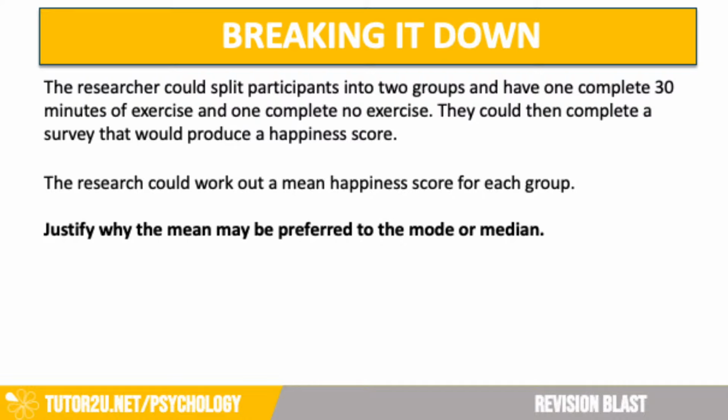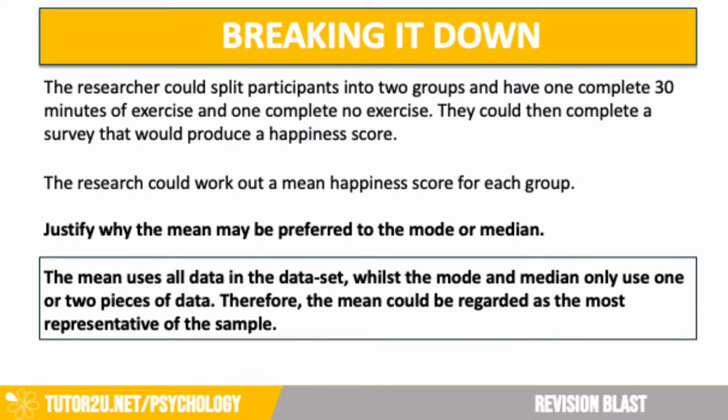Yeah, good. Mode, there might be two numbers, but why would the mean be better then? What are you saying? Yeah, well done. All of the data of the participants are involved in the mean in comparison to the mode or median. Yeah, excellent. More representative, we'd say. Okay, so we've got the mean uses all data in the data set. Well done, those of you that recognised that. Whilst the mode and median use only one or two pieces of data. So therefore the mean could be regarded as the most representative of the sample.